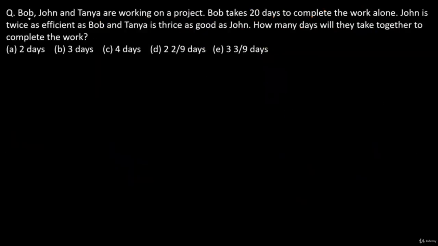Bob, John and Tanya are working on a project. Bob takes 20 days to complete the work alone. John is twice as efficient as Bob and Tanya is thrice as good as John. How many days will they take together to complete the work? Alright, pause the video, give it a try, and then let's do it together. Alright, we are back. I hope you have given it a try.